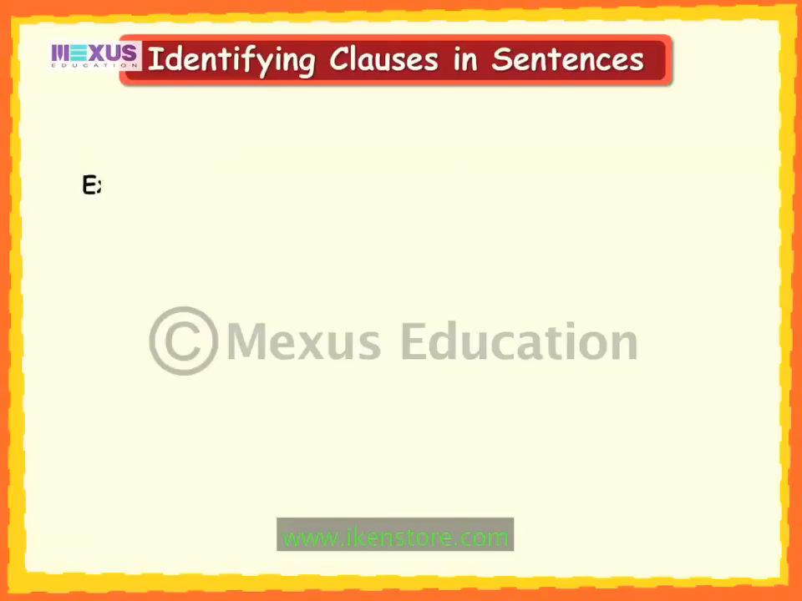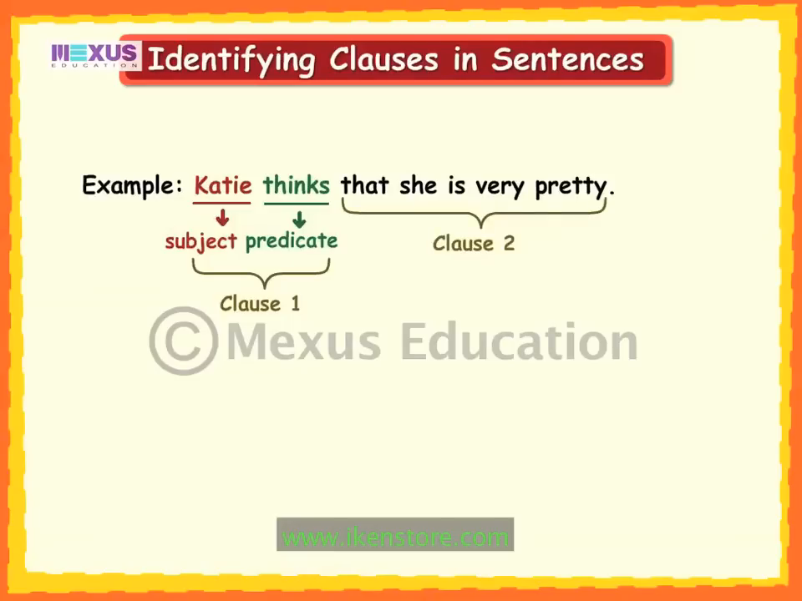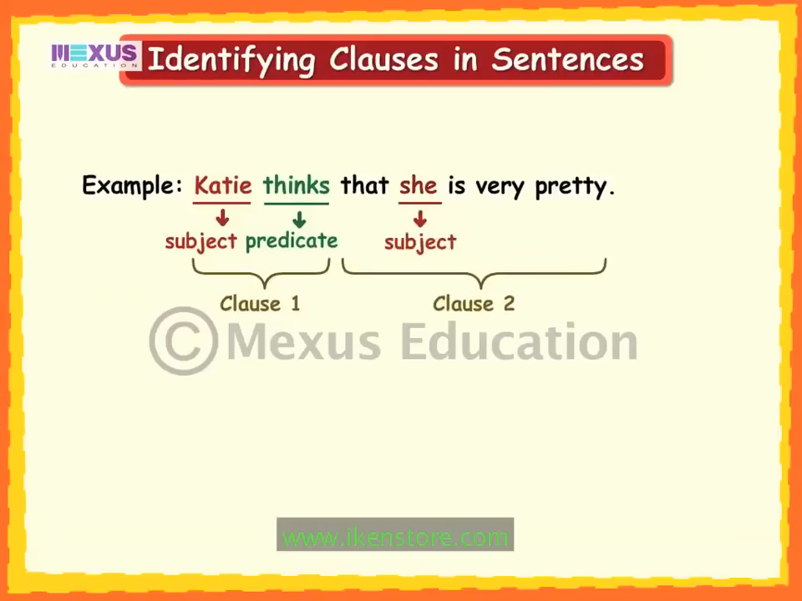Here is another example. Katie thinks that she is very pretty. In this sentence, there are two clauses. The first clause, Katie thinks, contains a subject and a verb and makes complete sense. The second clause, that she is very pretty, does not make complete sense. However, it has a subject and a predicate. She is the subject and is very pretty is the predicate.